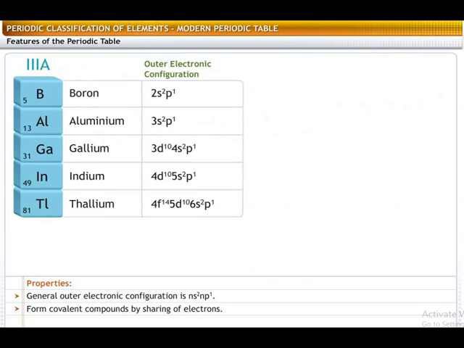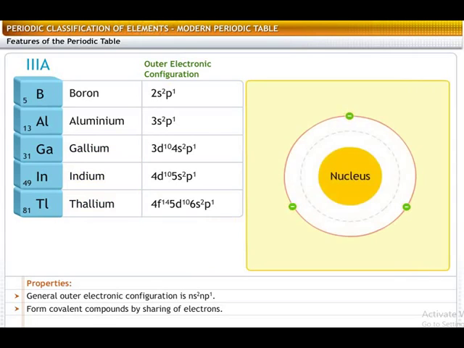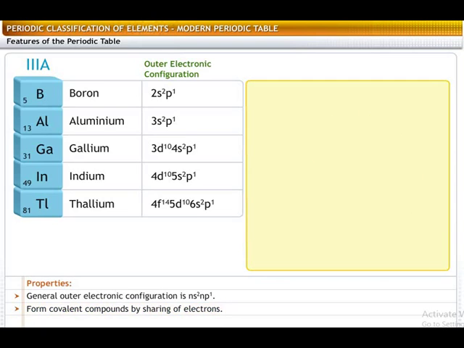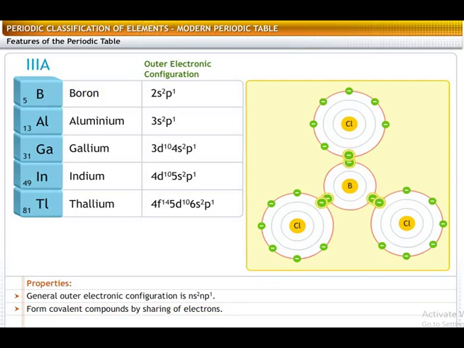The next group is group 3. The elements in this group are boron, aluminium, gallium, indium, and thallium. Group 3 elements have 3 valence electrons. Hence, their general outer electronic configuration is ns2np1. These elements form covalent compounds that are formed by mutual sharing of electrons. For example, boron trichloride is formed by the sharing of 3 electrons between boron and chlorine.